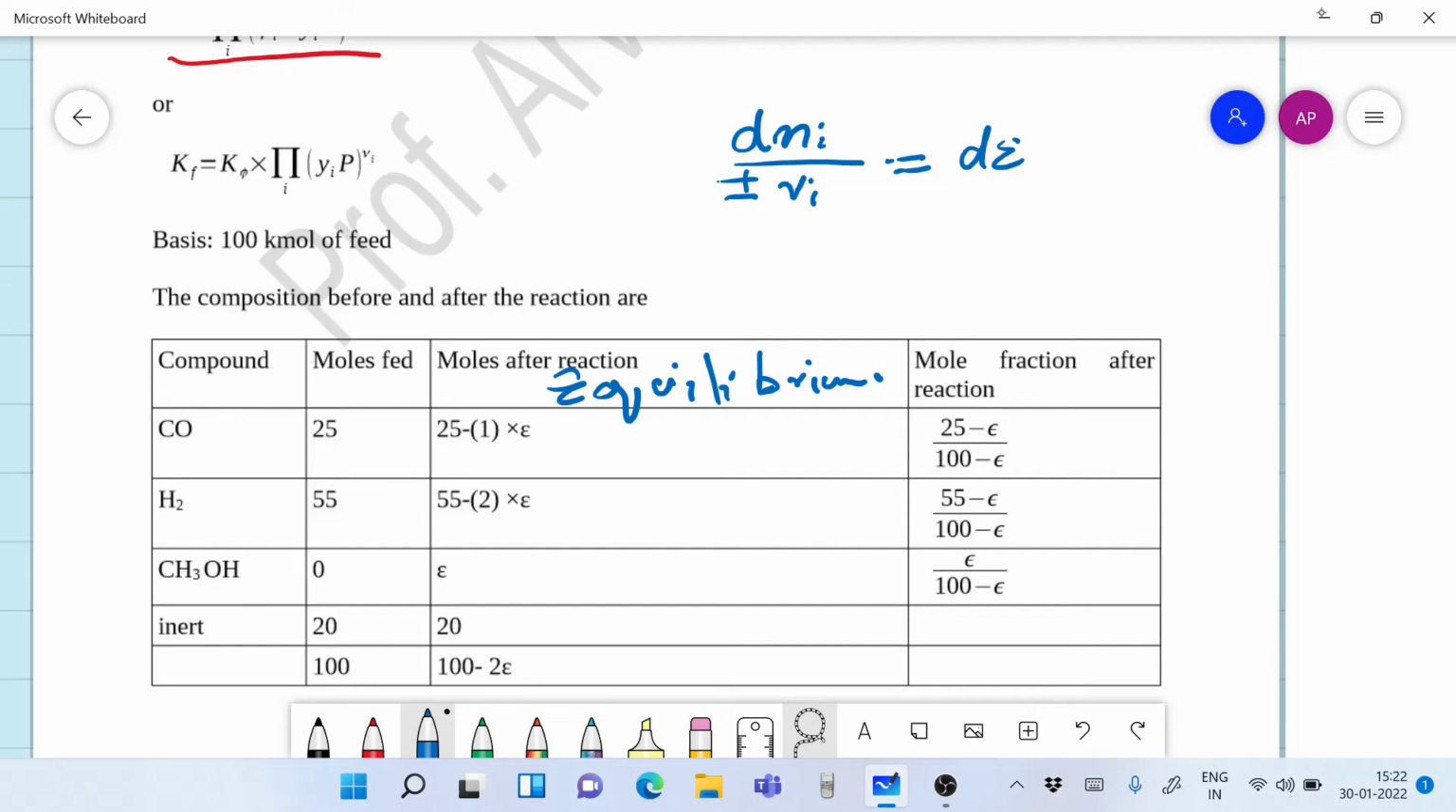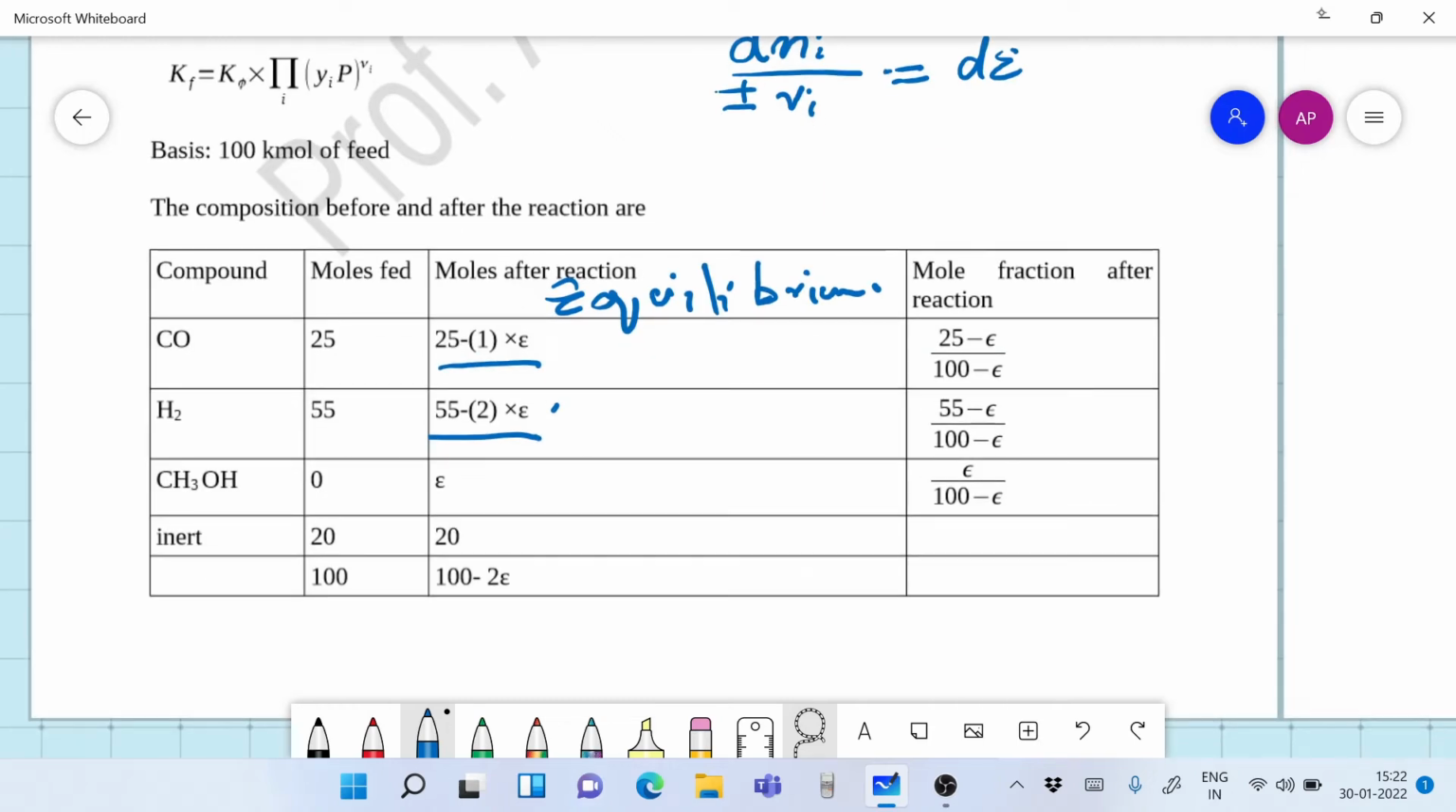Now using that we get these two equations. Why? Because of minus 1 and minus 2, because carbon monoxide and hydrogen are the reactants, and the product is methanol, and the methanol has a stoichiometric coefficient of 1, so we have epsilon here.